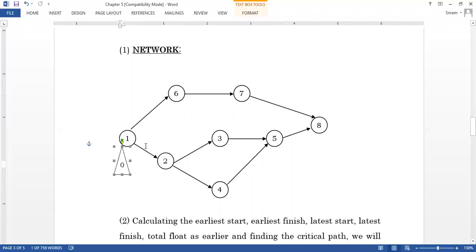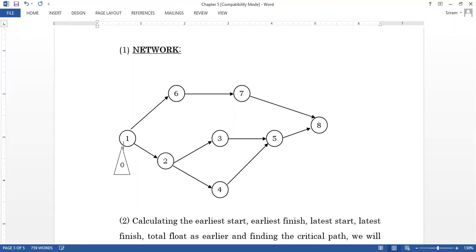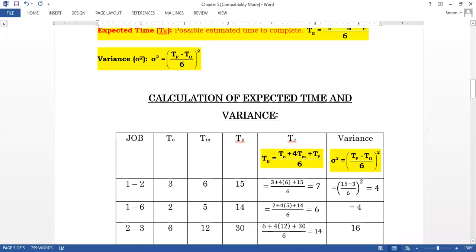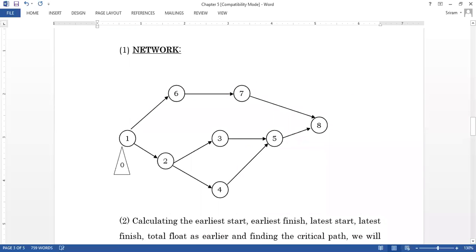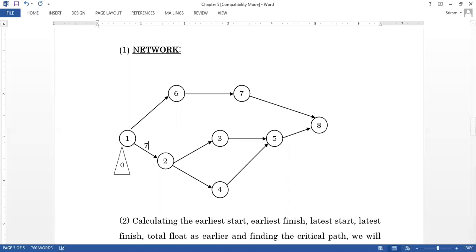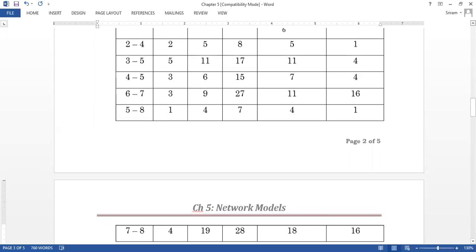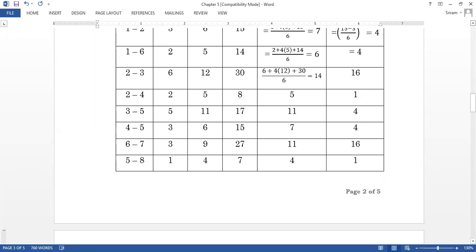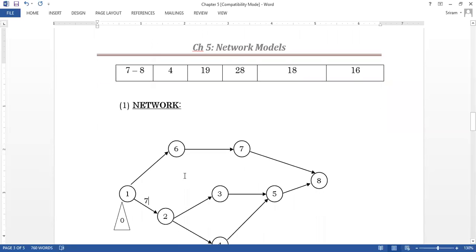Here I am going to check the value of each activity. What is the expected time? Here we are going to take the expected time. 1 to 2, the expected time is 7. So this is 7. What is the next value? 1 to 6 is 6. So here I am going to take 6.